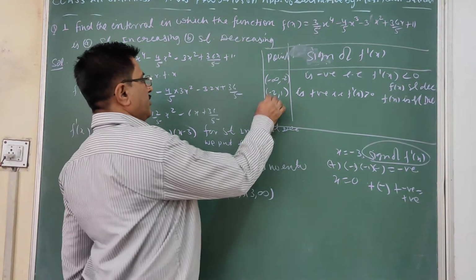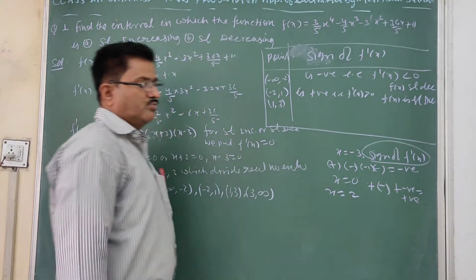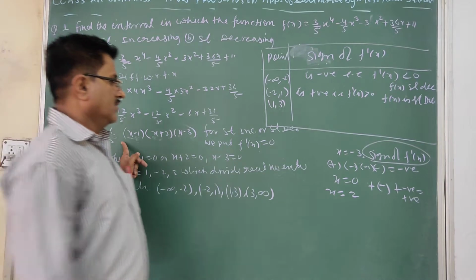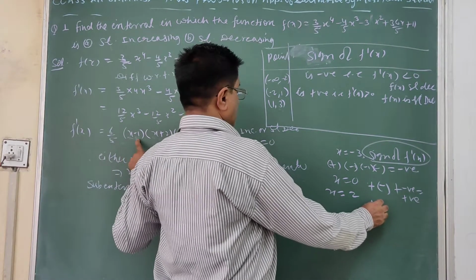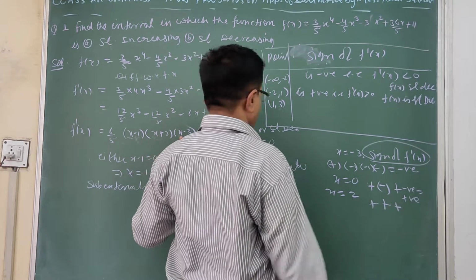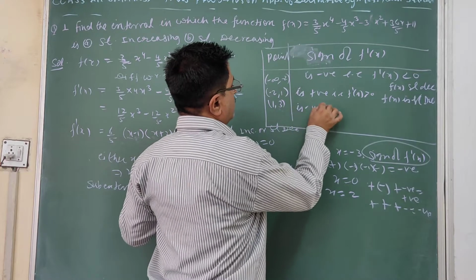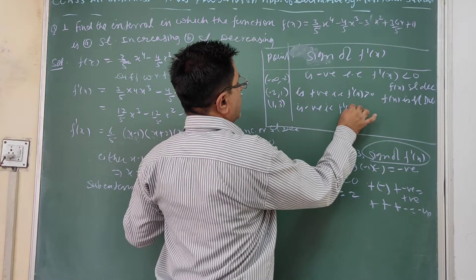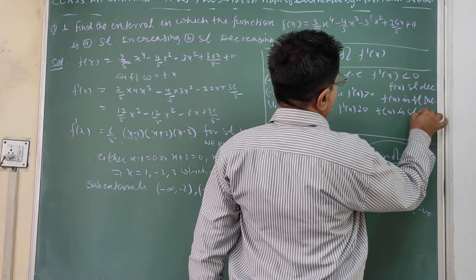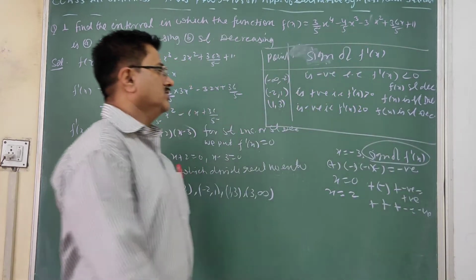Now you take the third interval, 1 to 3. So we can take x equal to 2, a point between this interval. Put it here: the sign will be positive, 2 minus 1 is positive, 2 plus 2 positive, 2 minus 3 negative. So this is negative. So the sign is negative, that is f dash x is less than 0. So f(x) is strictly decreasing. This will be decreasing.